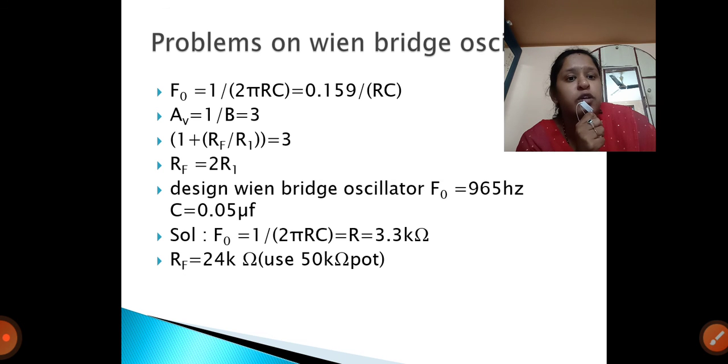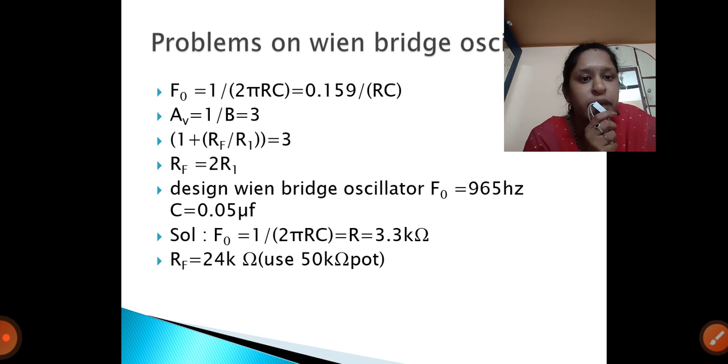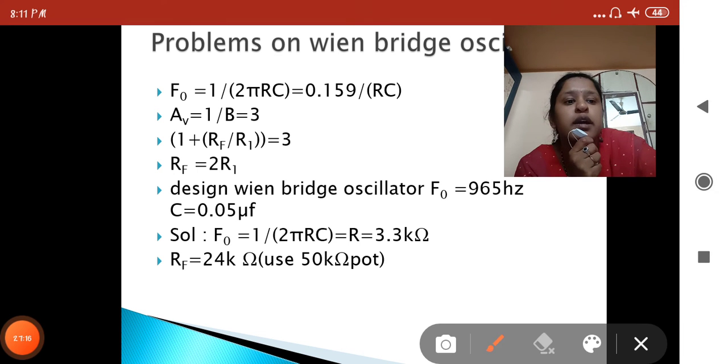Design the Wien bridge oscillator. f0 equals 965 Hz, C equals 0.05 microfarad. Solution: f0 equals 1 by 2 pi RC. R they have not given, f0 they have given, 3.3 kilo ohm. RF equals 24 kilo ohm. By using which equation can we get to know RF?